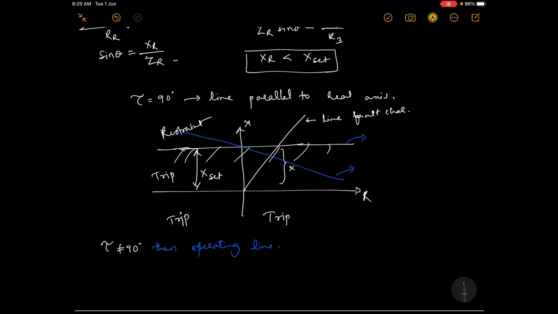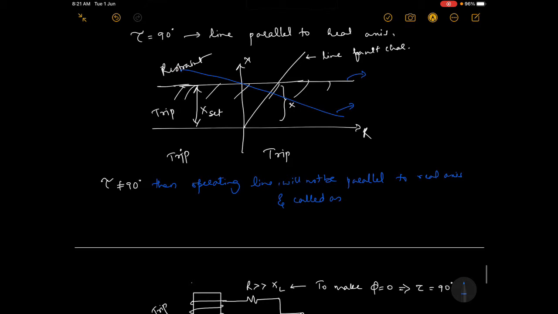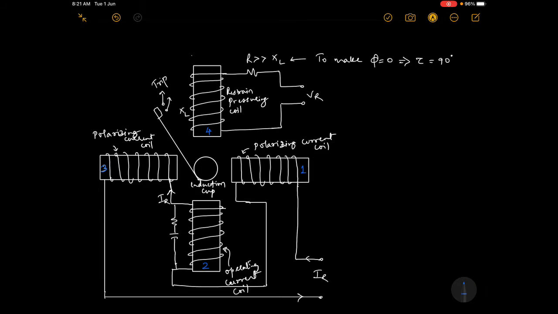So the operating line will not be parallel to the real axis, and it is called angle impedance. Since you need to remember the terms, I have written this, so this is called angle impedance. So we'll see further how it works actually. The working is drawn here, it is simple.